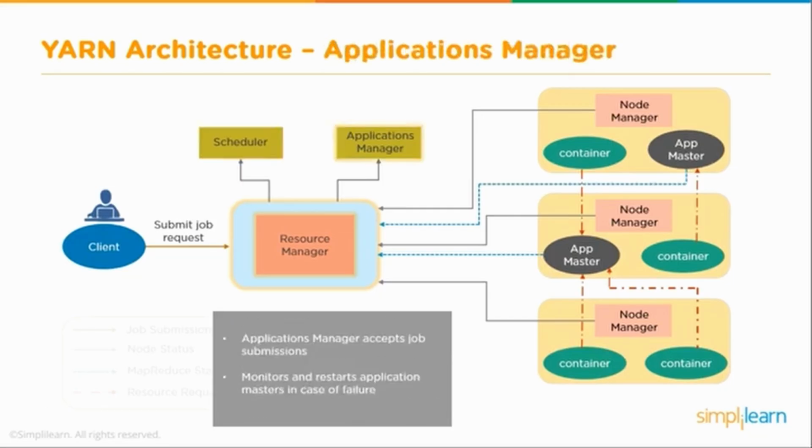Now, what does the applications manager do? It accepts the job submissions. So whenever there is a job submission, whenever there is an application which needs to be run, that request is handled by the applications manager. And in case there is a failure of an application, probably there were not enough resources, probably the node failed, probably there was a connectivity issue, probably a machine was overloaded, in that case, it is the work of the applications manager to monitor and restart the application master.